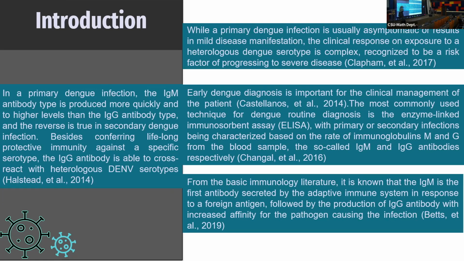So we use this kind of assumption to produce the model. Conferring lifelong protective immunity against a specific serotype, the IgG antibody is able to cross-react with heterologous dengue serotypes, so it causes severe dengue infection.